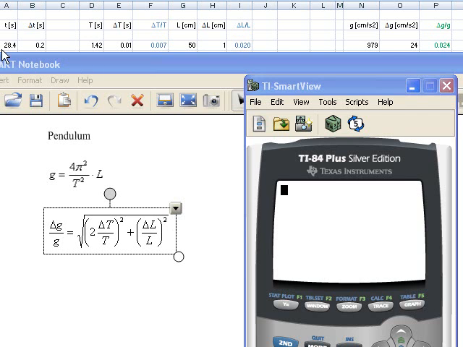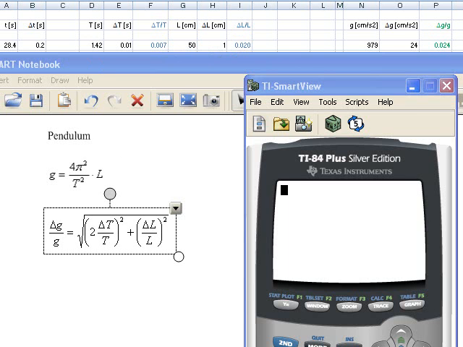I measured 28.4 seconds, and I have an error of 0.2 seconds in my measurement, which is my reaction time. That's where I got that from. Then I divide each of these numbers by 20 because I measured for 20 swings, and I have a length of exactly 50 centimeters. That's what I tried to measure, plus or minus 1 centimeter is my error. Notice that this is in the neighborhood of about 2%. We'll see that in a moment. And this one is a little bit less than 1%.